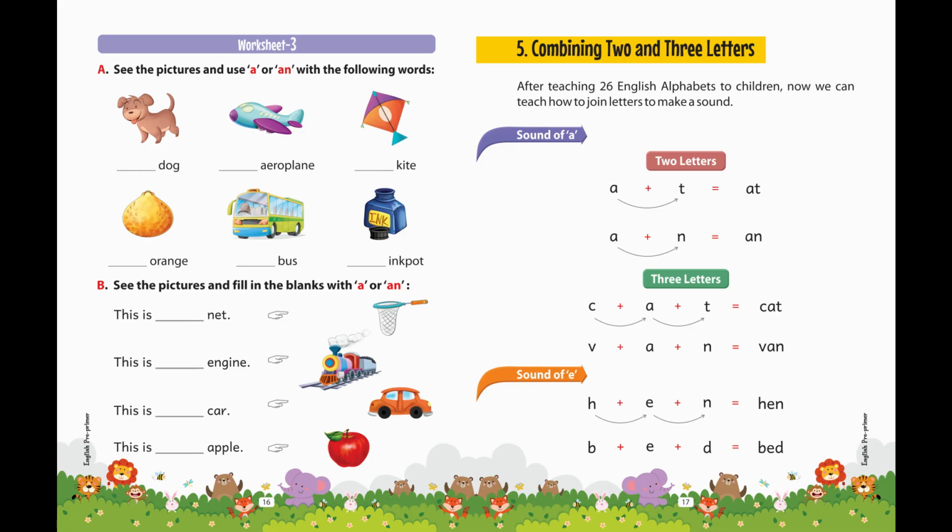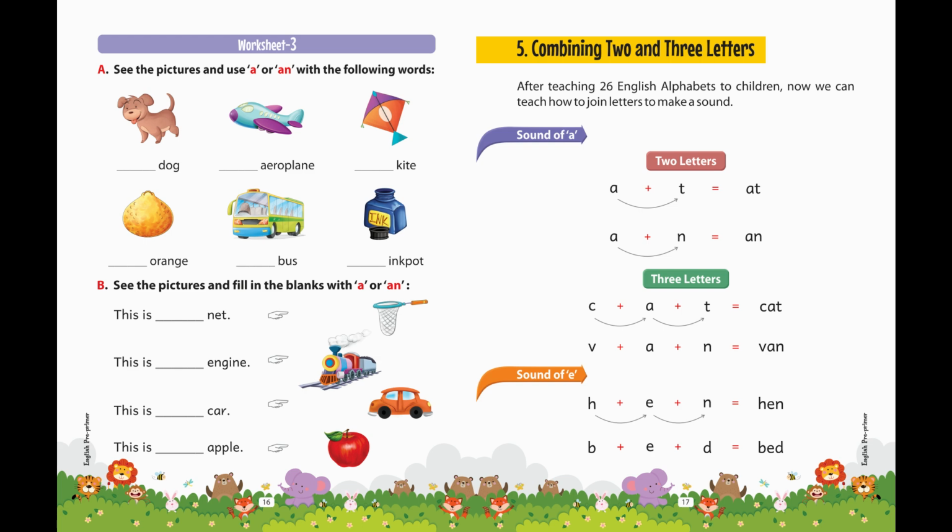Now, let's learn how we combine letters to make words. A plus T equals at. A plus N equals an. Now, three-letter words. C plus A plus T equals cat. V plus A plus N equals van.